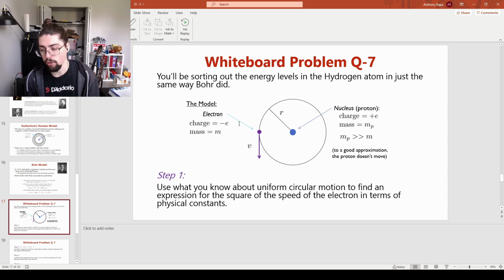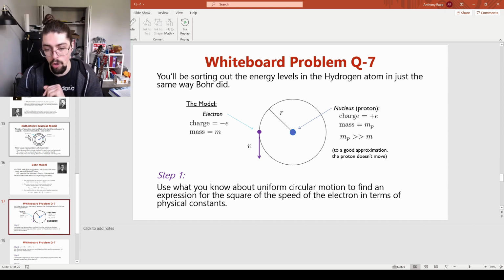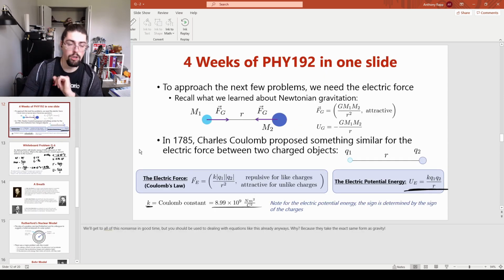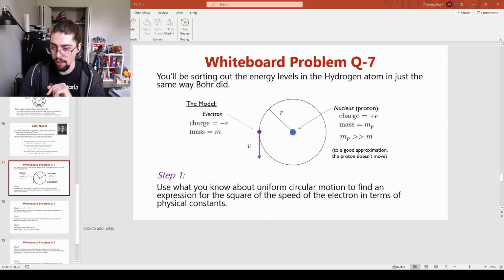We want to go through this complete description. What we're going to start with here: use what you know about uniform circular motion to find an expression for the square of the speed of the electron in terms of physical constants. That is, let me take what I just saw from a few slides ago, this thing right here. I say there's an electric force, kind of like gravity would be, to keep these two things together. And gravity is so incredibly small that I'm not even going to consider it. It's really not worth it. So there's an electric force keeping me in my circular motion. Let's start there.